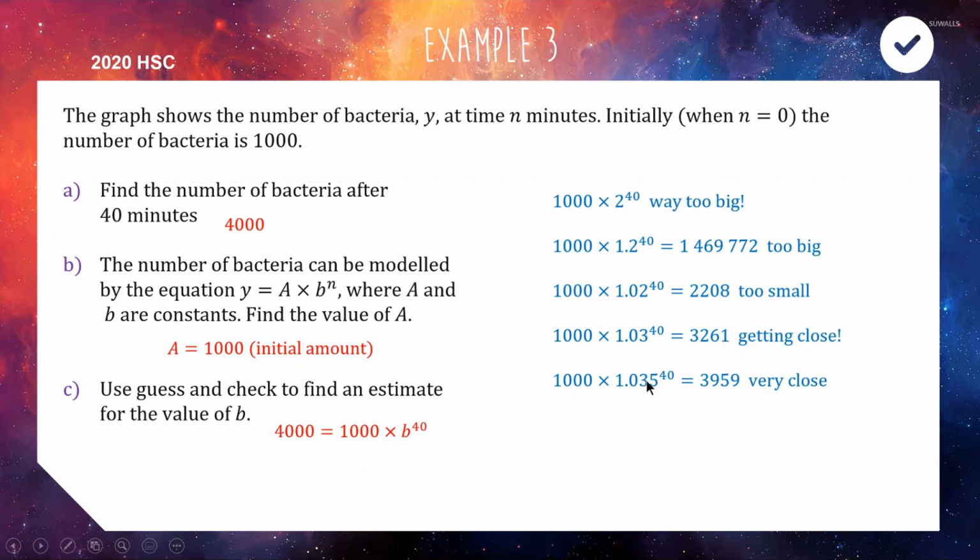So I'm just going to make this a little bit bigger. I'm just going to go for 1.0353. That gets us to only 5 away, so that's close enough for it to say, look, it's not 4,000, but we're very close. This right here is a very good guess for the value of B. That's going to be good enough for us today. So we're going to say our estimate of the value of B in this equation is 1.0353.